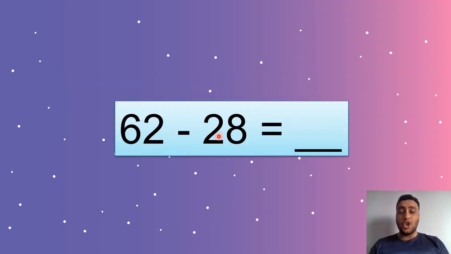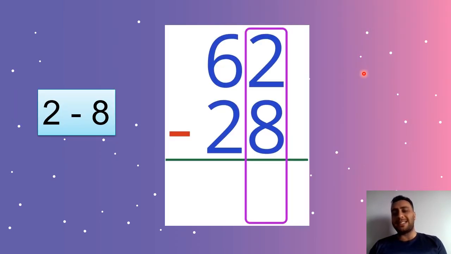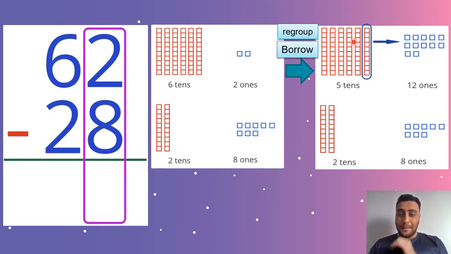62 minus 28. Again, 2 minus 8. We can't do it. So we can always borrow from the next digit, right? So we are in ones. We don't have enough ones. So we borrow from tens, right? So you see, we have 6 tens. We regroup or borrow. You see, we boop, put it here. So now we have only 5 tens instead of 6. But instead of 2 ones, we have 12 ones. So now we can do it.